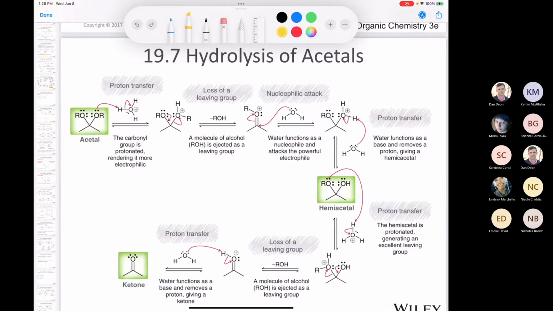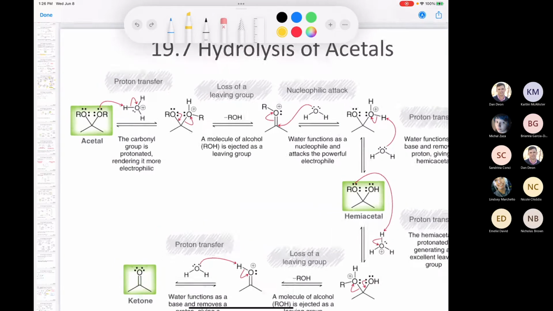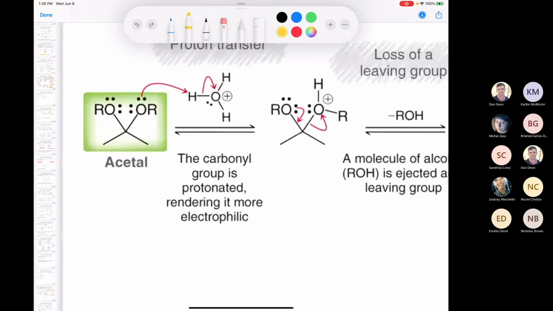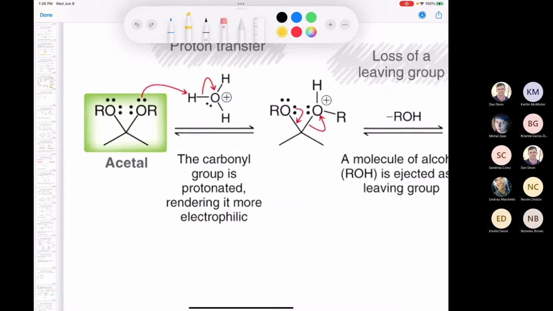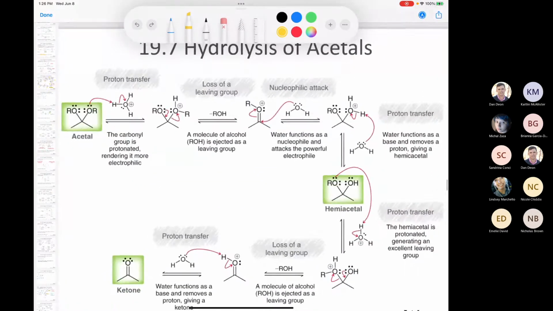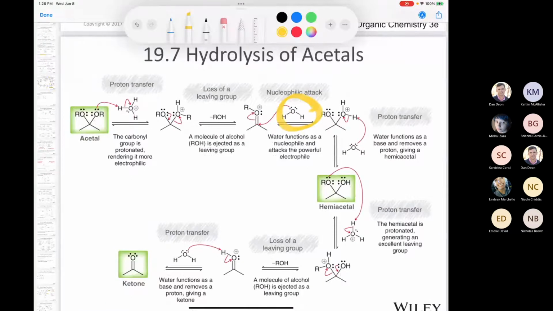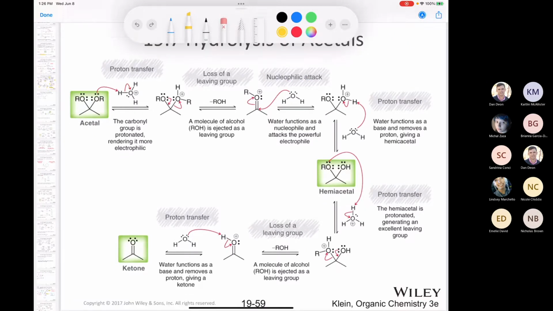Everybody should be able to draw this mechanism, but before you get intimidated and say, oh darn, this thing is really long, it is the exact reverse of the mechanism of the formation of an acetal. We start by protonating one of the alkoxy groups. Why do we do that? Because this is not a good leaving group by itself. It has to be protonated in order to be converted into a good leaving group. So we protonate that, and then the leaving group leaves. Then it undergoes nucleophilic attack, but now the nucleophilic attack is by a water molecule. We're adding water, not removing water, when we're hydrolyzing the acetal.